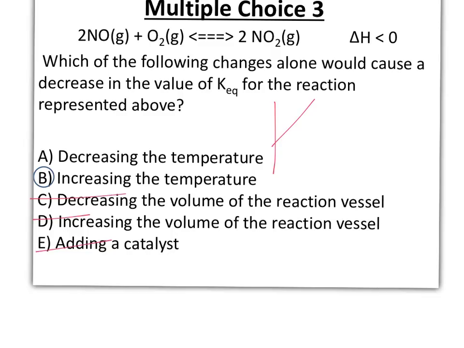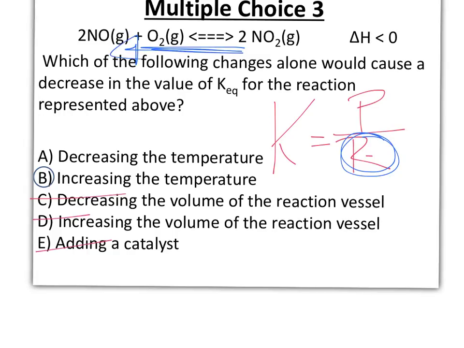Now, what does K stand for? Products over reactants. So if I want K to go down, what do I need to make more of? I need to make more reactants. So I need to shift to the reactant side. Well, it tells me my delta H. Delta H is less than 0, so that's negative. So what thermicity is it? It's exo, right? So my heat is over here. So what do I need to do to temperature to get it to shift towards the reactants? I need to increase it. So that is why B is the right answer.